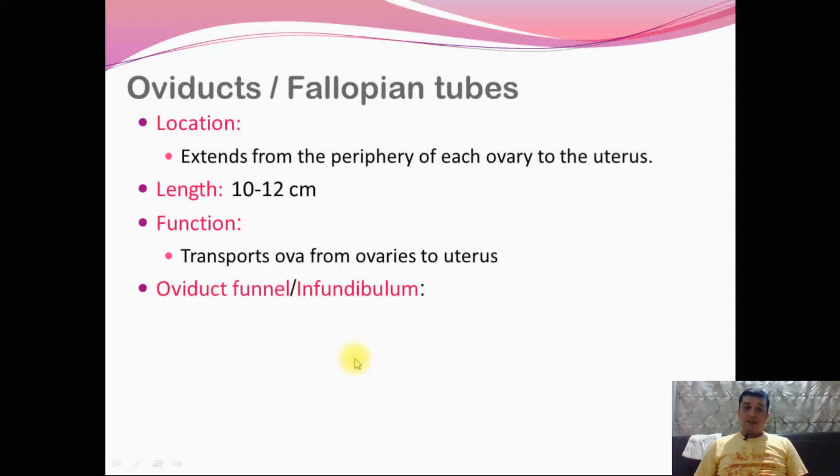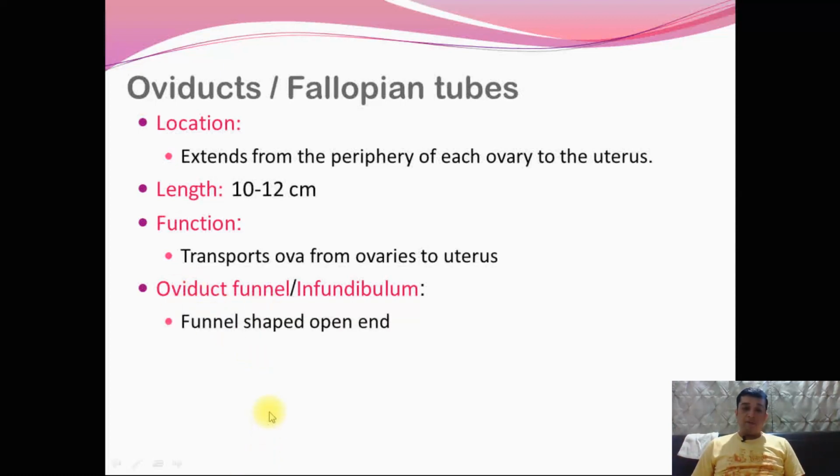There are three parts present in the fallopian tube. We will identify and discuss the different parts. Let us start with the first one, that is the infundibulum. The infundibulum is a funnel-shaped, broad structure of the oviduct. The initial part towards the ovary, which is an open end and of funnel shape, is called the infundibulum.